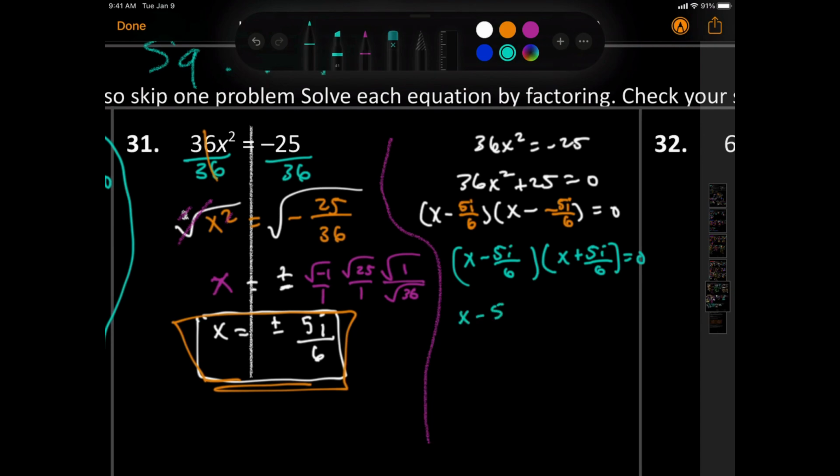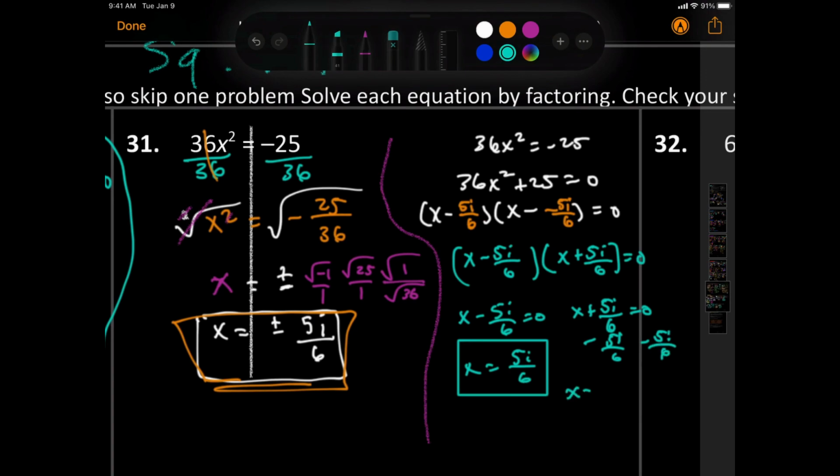Do you want to see that? Sure. So again, on the blue side, I'm trying to show you what it would look like if you're showing that I'm factoring this to solve. But we use the left side, using the square root method, to show you how I got positive and negative 5i over 6. Then you would just subtract both sides and get x equals negative 5i over 6. Ta-da!